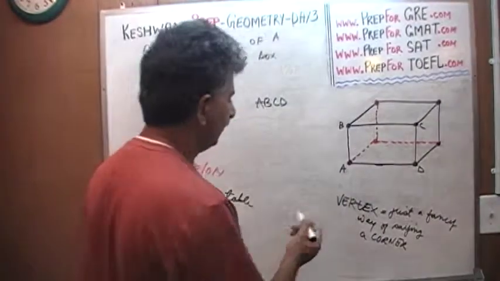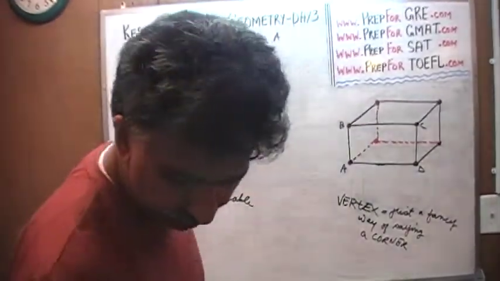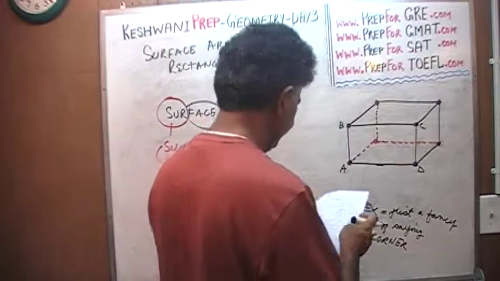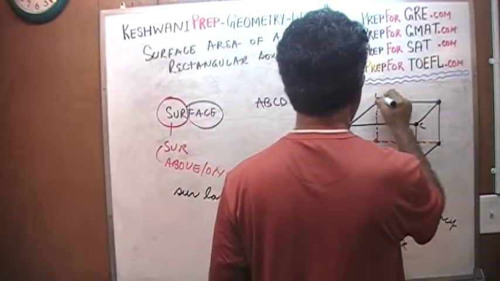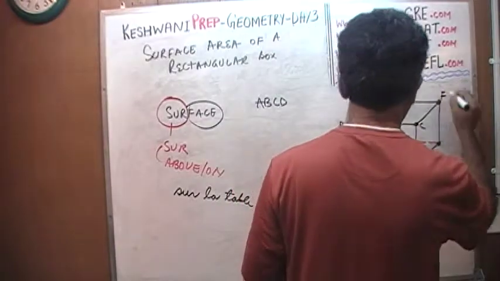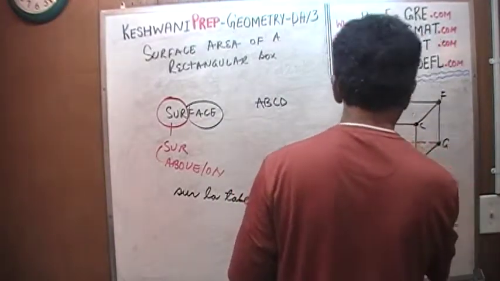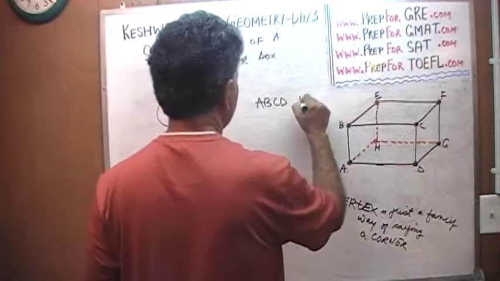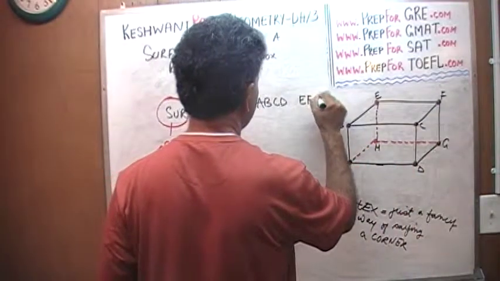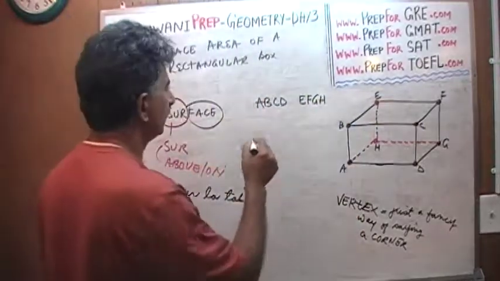So a comparable concept for A, B, C, D would be E, F, G, and H. So E, F, G, H.